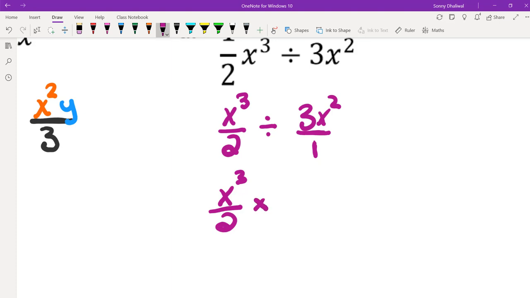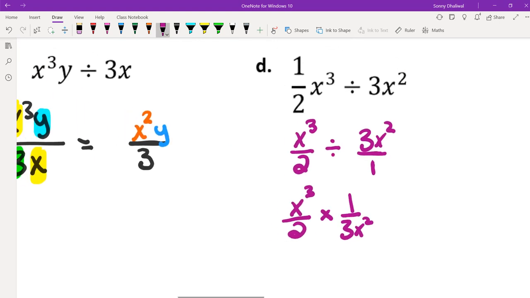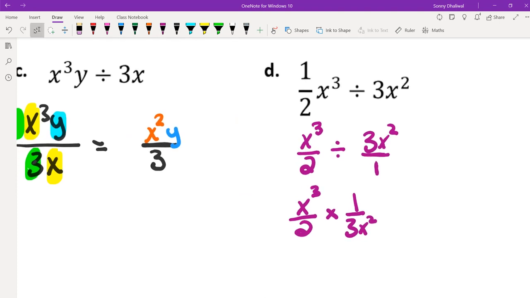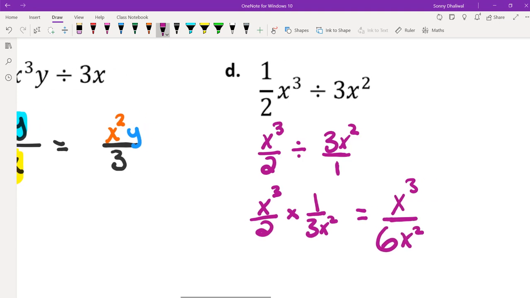Oh, wait, would you flip it? You flip it. Right? Like over here, it was a little bit easier. We just said, hey, let's just move this to the bottom. This means the same thing, but it becomes a little trickier when we have already a fraction here. So now we multiply the tops together, and it is x cubed on the top. What's on the bottom? 6x squared.